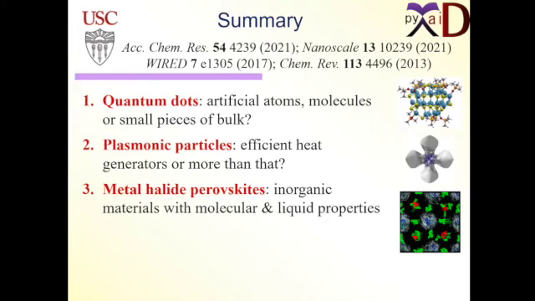And metal halide perovskites, very interesting materials. They combine features of inorganic matter, organic matter, and liquids. Very easy to make, very efficient materials in terms of light emission, detection, solar cells. They're just not very stable. Yeah, but chemists have to figure this out, I guess.